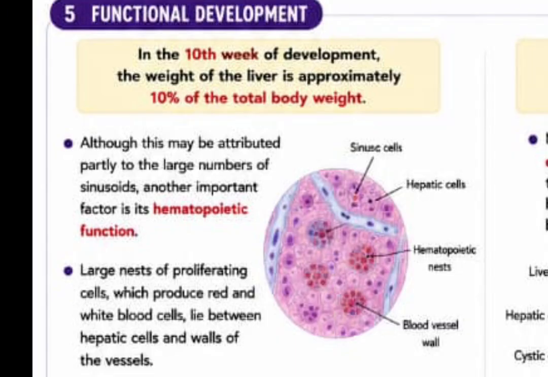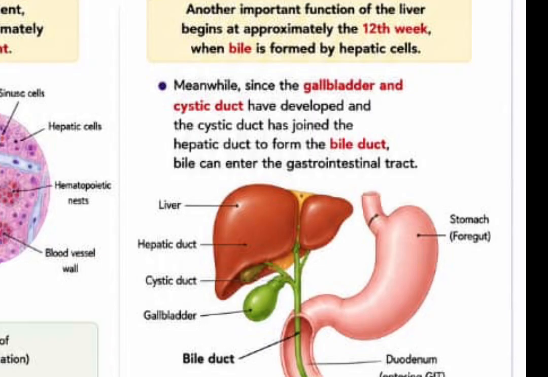Another important function here is that the liver begins to form bile in the 12th week. So the hepatic cells begin to proliferate and form bile. Meanwhile, the gallbladder and the cystic duct have been developed already. Remember, the gallbladder and the cystic duct are formed from the ventral proliferation of the bile duct. I told you initially that the ventral wall of the bile duct proliferates excessively and forms the gallbladder, and its connection between the gallbladder and the bile duct becomes the cystic duct. That is why bile is produced in the 12th week.